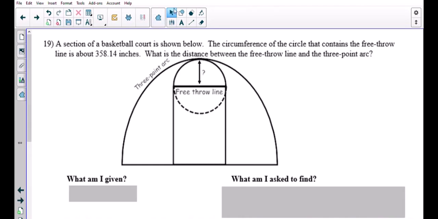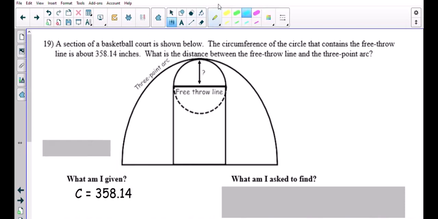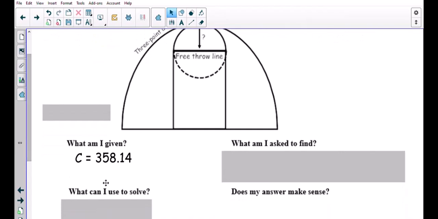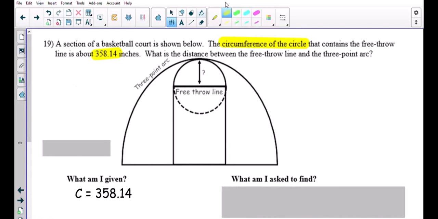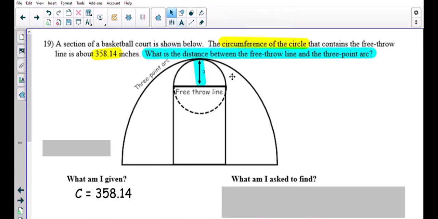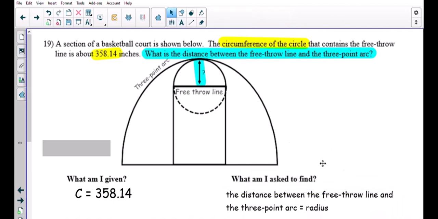So what are we given? Well, we know this is a circle that we're dealing with, but we're specifically given that the circumference of the circle is 358.14, which tells me, by the way, that I'm probably going to be using C equals 2 pi r as my formula. I'm asked to find, and I'm going to highlight this in blue, the distance between the free throw line and the three-point arc, this distance right here. And so that's going to be from the center of a circle to the outer edge, which once again is going to represent the radius of the circle.